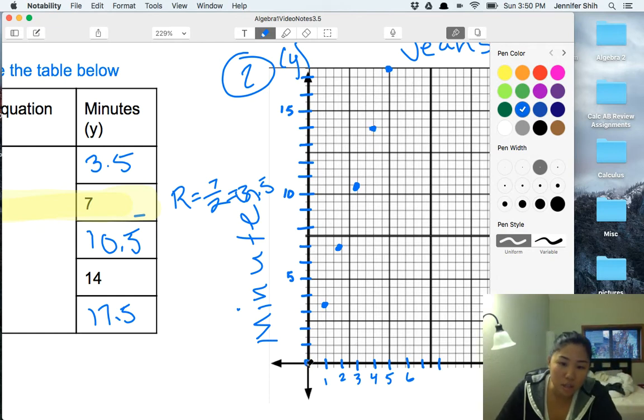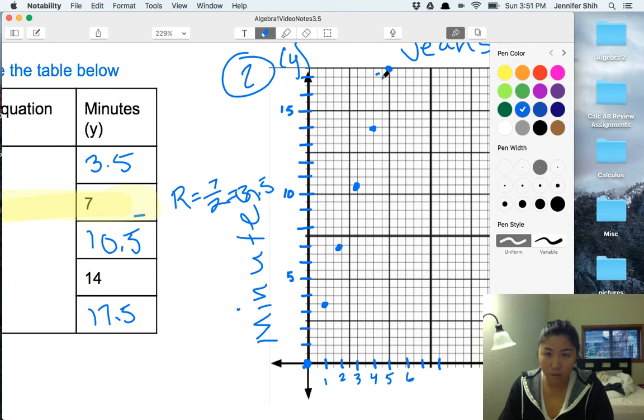All right. So I'm plotting Jean's speed. She starts at 0, which is important because if she didn't run any laps, it didn't take her any time as well. The hardest part about this right now is I'm going to have to draw a straight line, which is very difficult to do with this tablet. Oh boy.